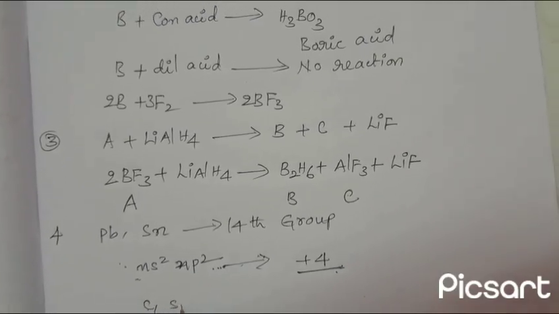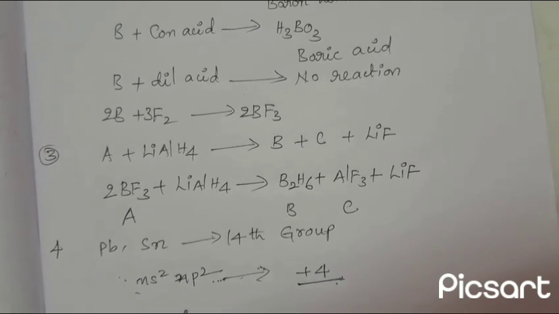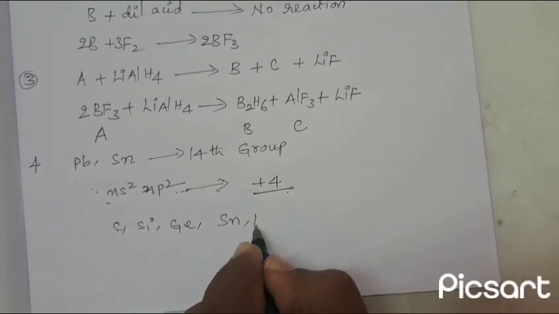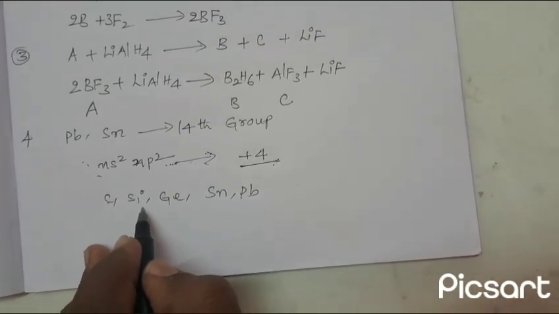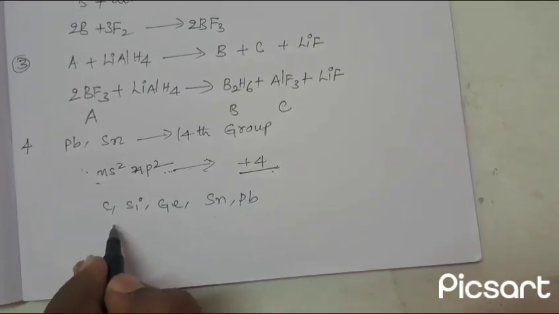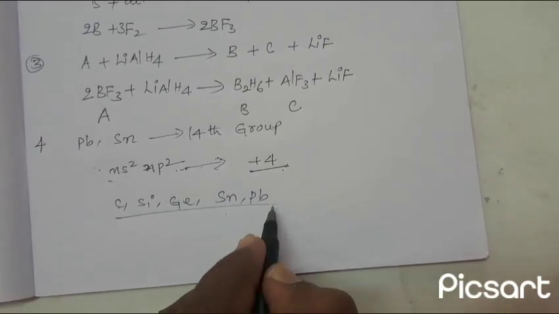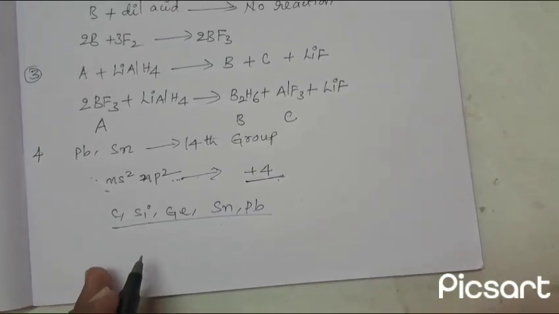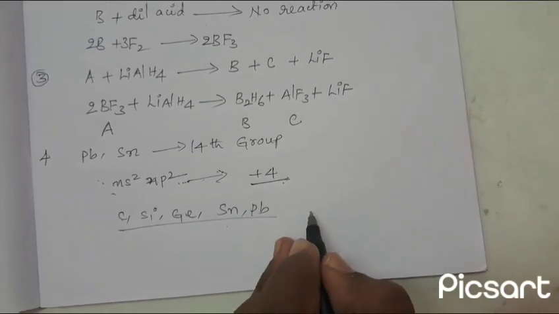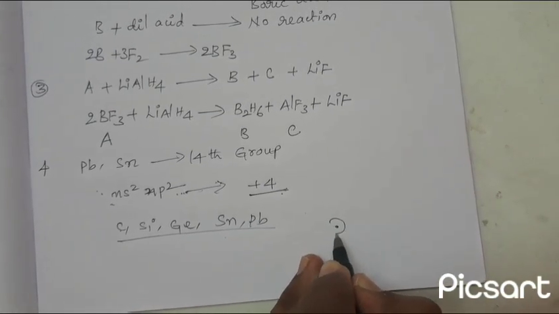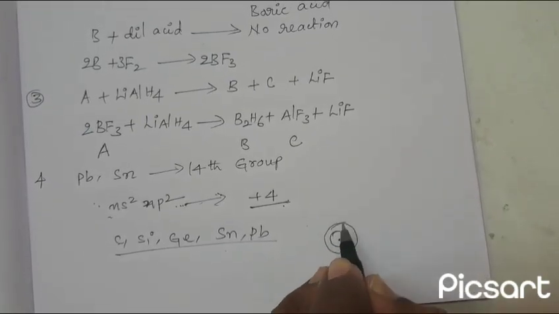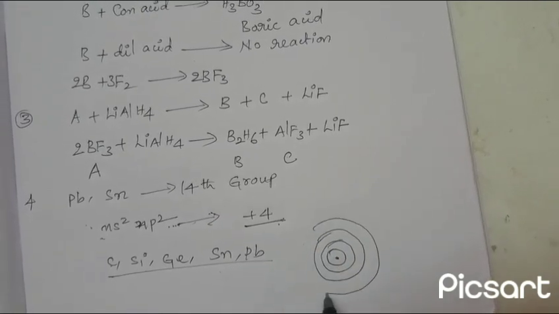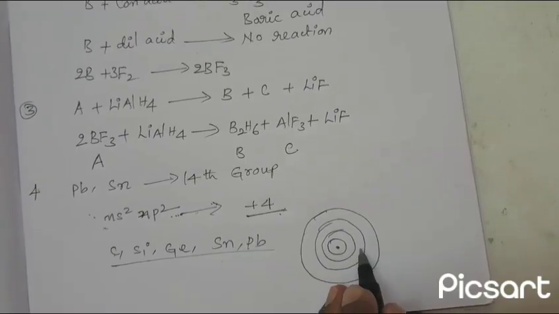But carbon, silicon, germanium, tin, lead, they are the 14th group elements. When moving in the group from top to bottom, what happens? The size increases. In lead, what happens?